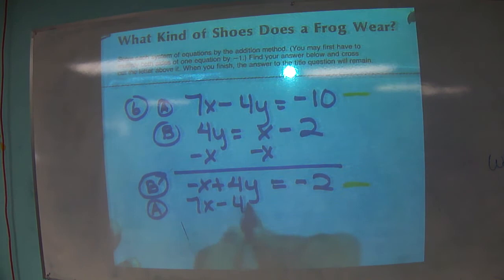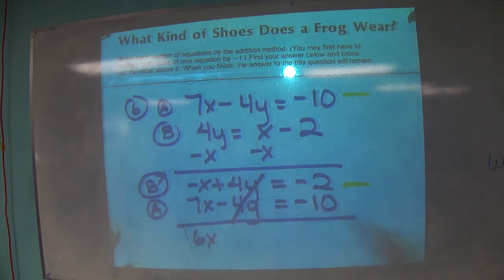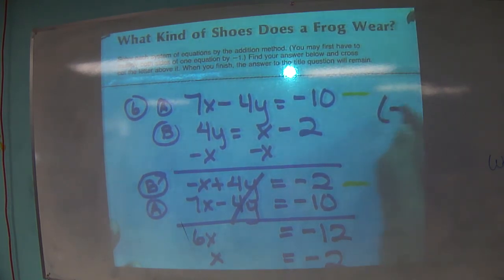Okay, rewrite it. 7x minus 4y equals negative 10. Can you use the addition method now? Yes. So 7x and negative x makes how many x's? 6, because 1 went away. 4y and negative 4y, history. Negative 2, negative 10, negative 12. Remember, we always add. So x equals negative 2.